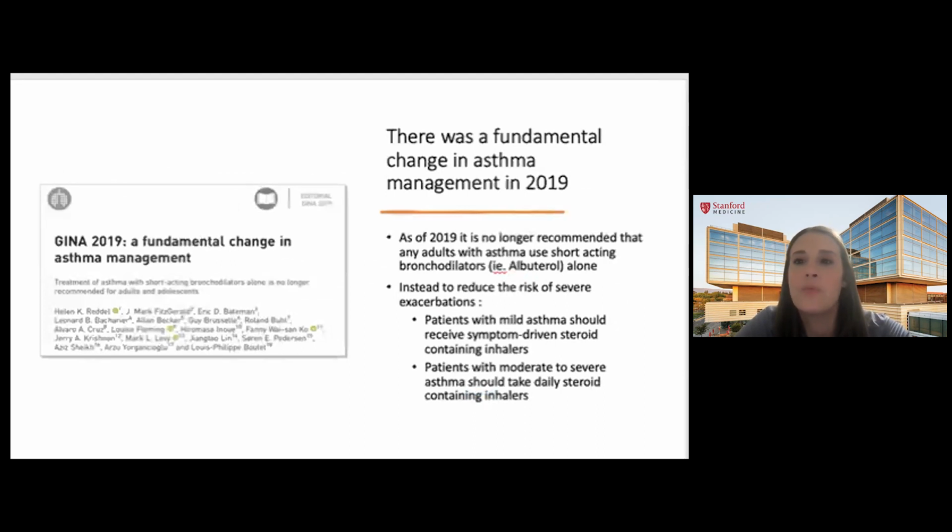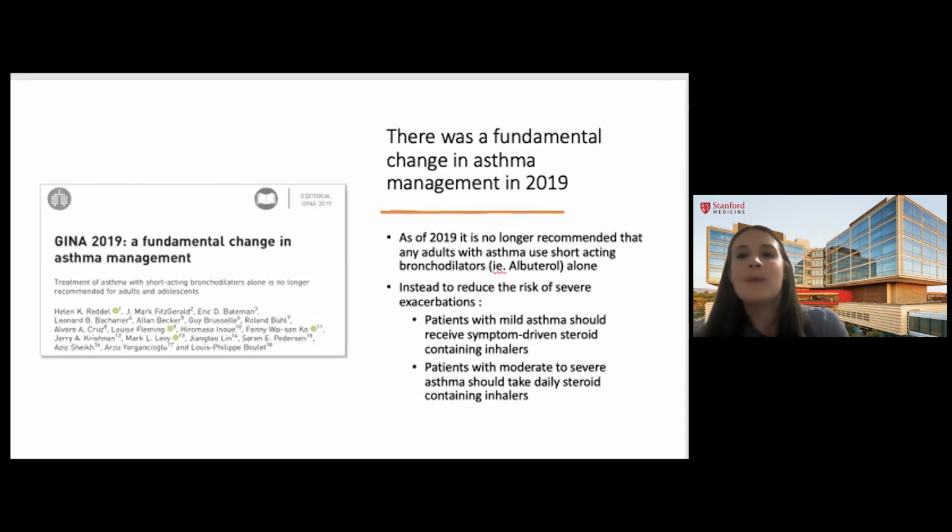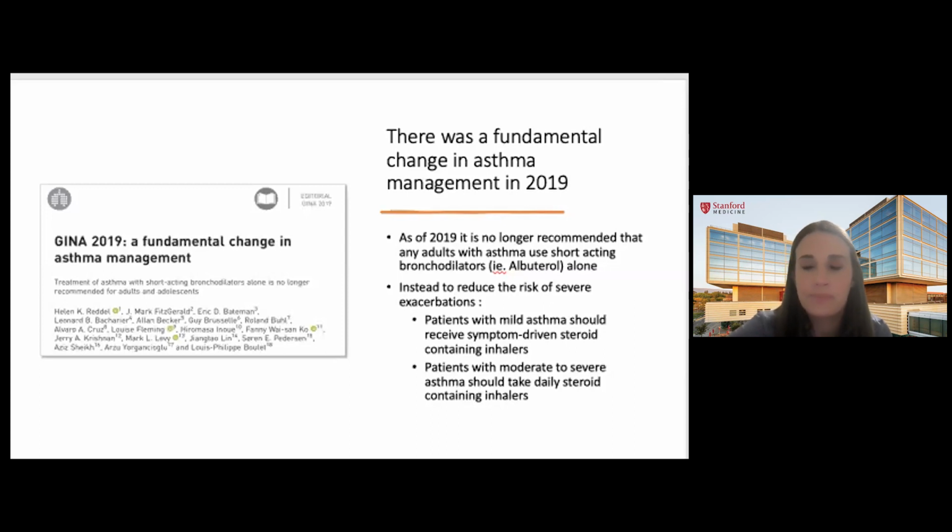But the problem is that we now understand that asthma is really, as I mentioned, going back to that first slide, a disease of chronic airway inflammation. And just opening up that airway with the short-acting bronchodilator, the albuterol, is not addressing the inflammation that's causing the problem in the first place. So in 2019, there was really a fundamental change in our approach to the management of asthma, because of this better understanding and all the evidence that we've accumulated in the research over time. And really, as of 2019, it's no longer recommended that any adults or adolescents over 12 with asthma use short-acting bronchodilators like albuterol alone.